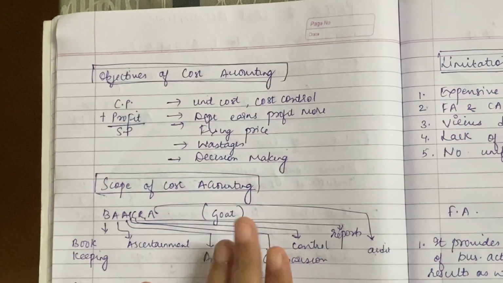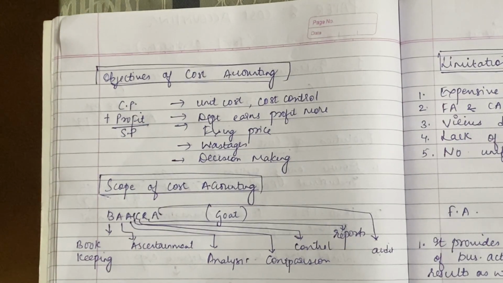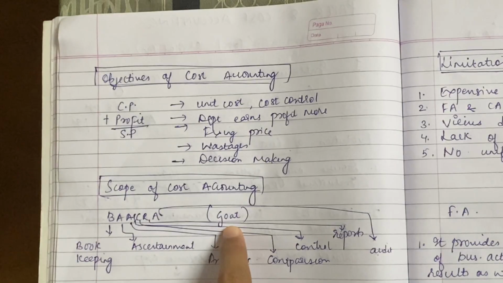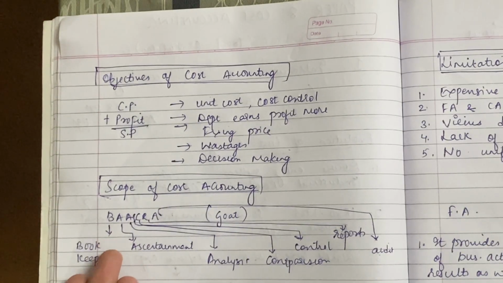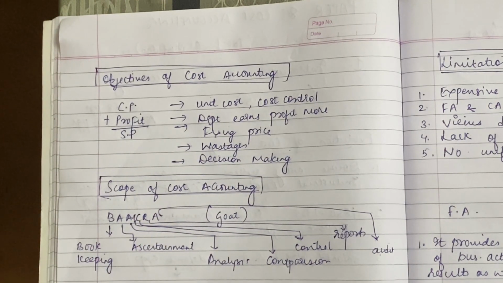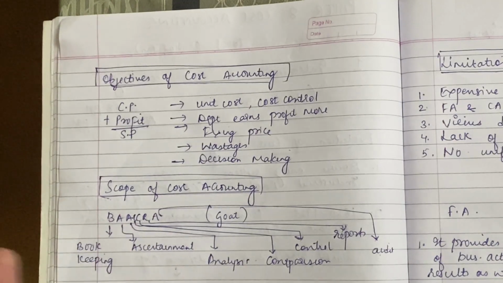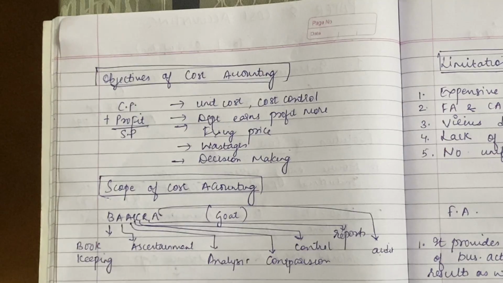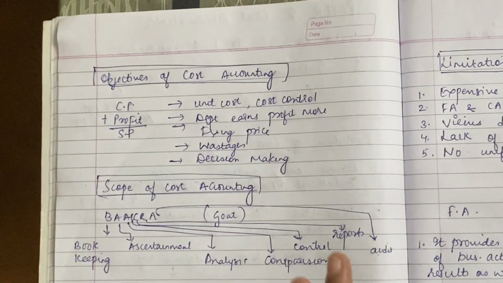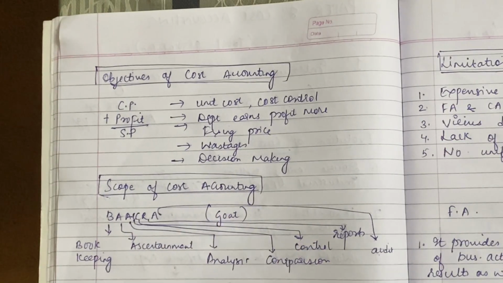Now the scope of cost accounting. For this you can remember the word bakra, though the spelling would be different from the Hindi word for goat, to remember this you can use the word BACCRA. The scope of cost accounting means the areas where cost accounting is applied. First is B, bookkeeping, then ascertainment of cost, analysis of cost, then comparison of cost, then controlling the cost, preparing the reports, and last is the cost audit. So you can remember this with the acronym BACRA.